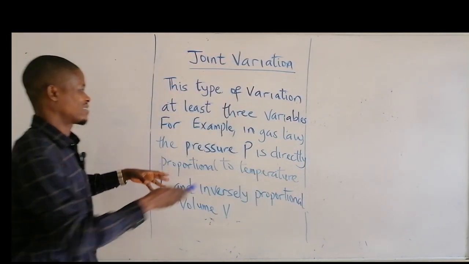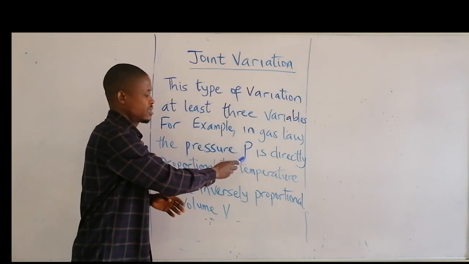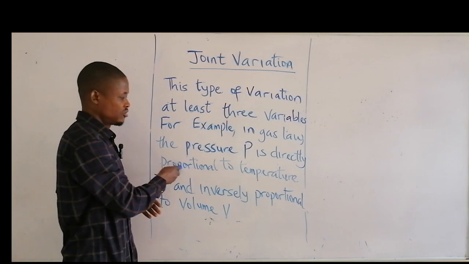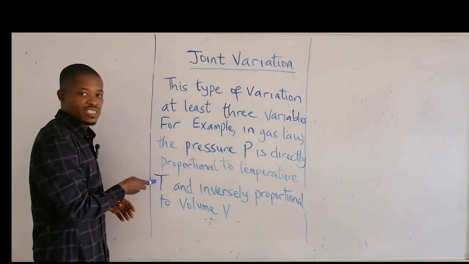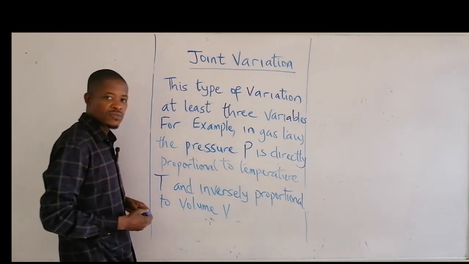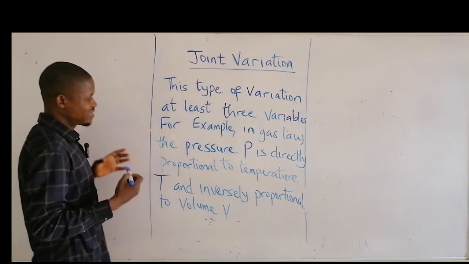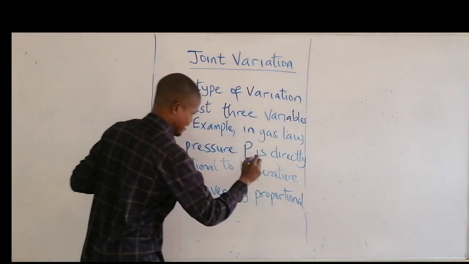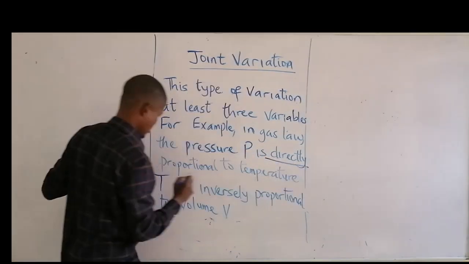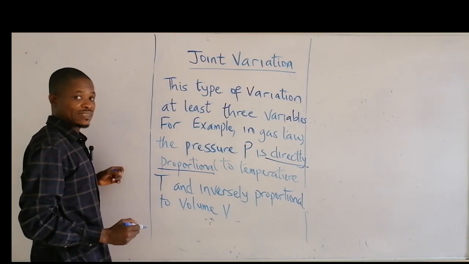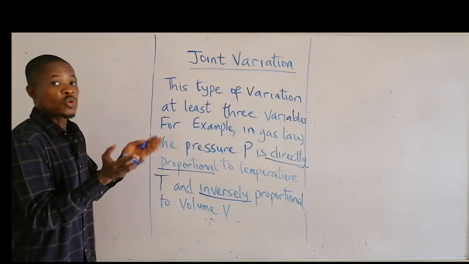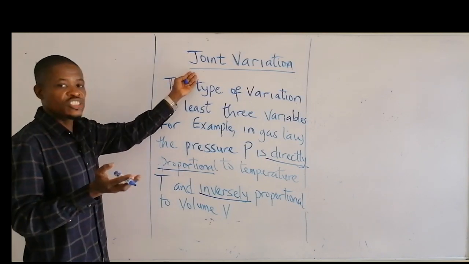Look at the gas law. In the gas law, the pressure P is directly proportional to the temperature T, and inversely proportional to the volume V. So if you look at it now, there are two types of variation: directly proportional, and the second type of variation, inverse. And that's what we call joint variation.